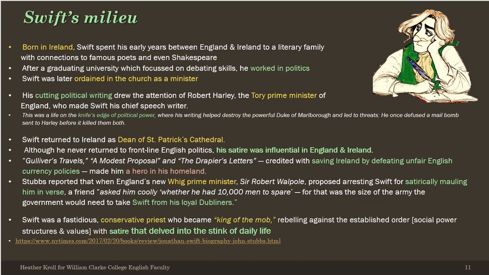Gulliver's Travels, A Modest Proposal and the Drapier's Letters are credited with saving Ireland by defeating unfair English currency policies. A Modest Proposal is the one I've referred to already, and these works made him a hero in his homeland. It's a complicated thing that England was going to do. They were basically going to take all of the coins, which was the way they did things, as they didn't have very much paper money. It was mostly coins back in the day.